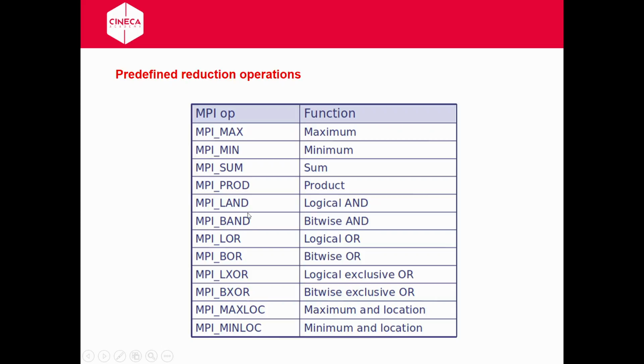I have also and, bitwise and, okay. And for example, MPI maxloc and minloc are particularly useful, which give you the information about the maximum value of an array and its location, that is the position inside the array and the ID of the processor that contains the maximum.